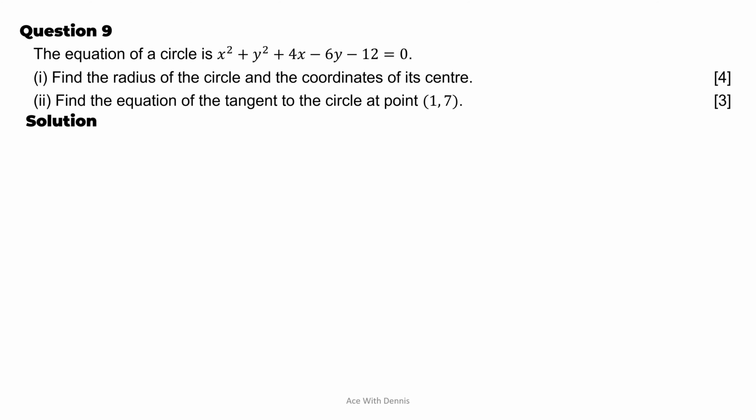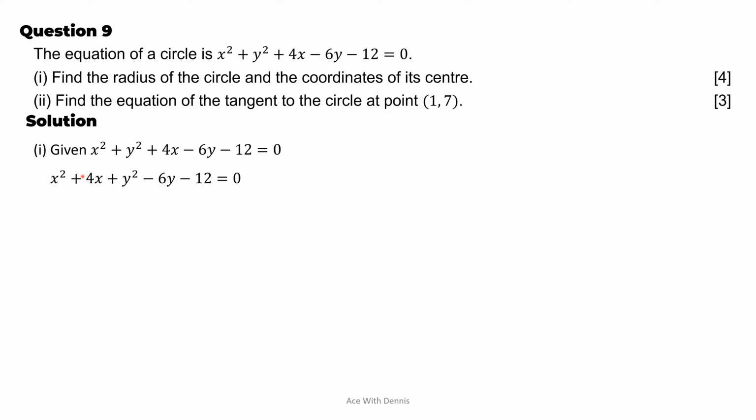Alright, here's the solution. Firstly, we need to find the radius and the coordinates of the center. So there are actually two ways we can find them. Either we can use the formula method, or we can use the completing the square method. I would prefer to use completing the square because I don't have to memorize the formula. Okay, so for the first part, we have this equation x squared plus y squared plus 4x minus 6y minus 12 equal to 0.